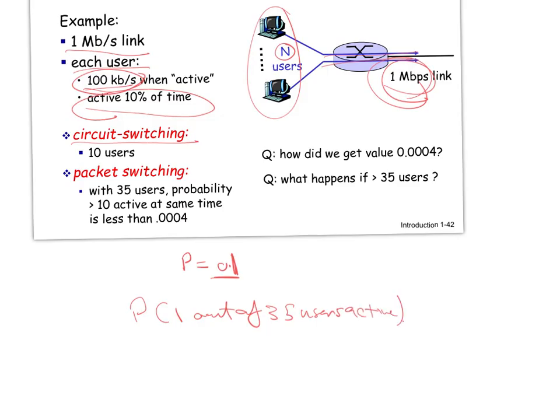You'll ask what's the difference? No, there is a big difference now. I have a pool of 35 students, 35 nodes or 35 users. I need to calculate the probability that only one of them is active. What is that probability now?